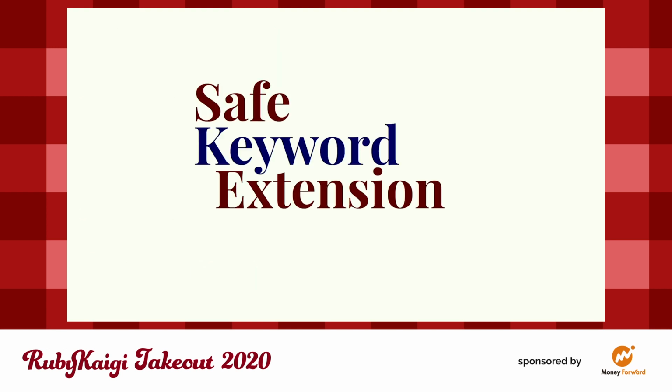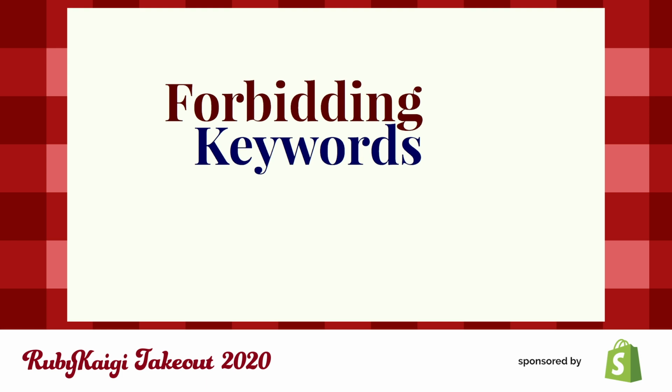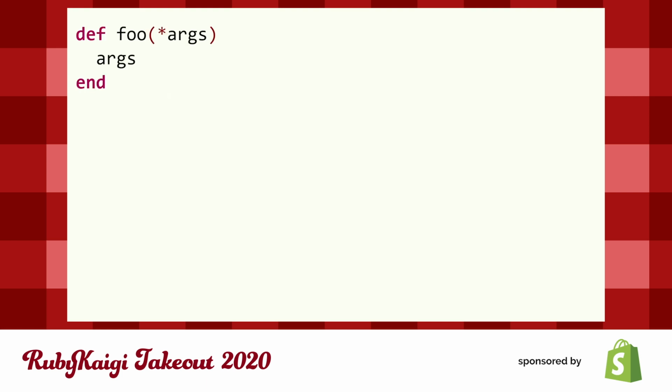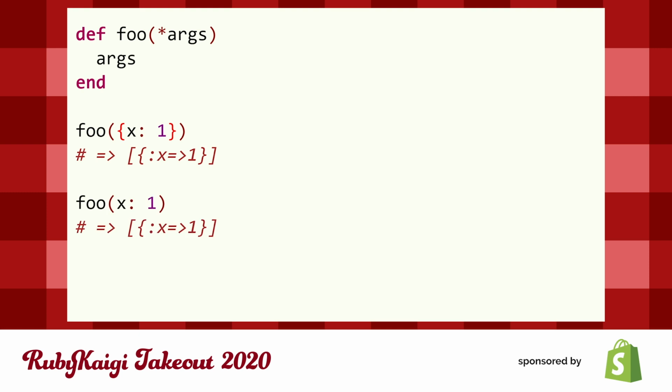One of the reasons for full separation of keywords and positional arguments is that it is always possible to add keywords later without breaking any code, and this is called safe keyword extension, and it's something that we gave up by default when we chose the more compatible approach. However, another change added in 2.7 was the ability to add safe keyword extension to a method. We can implement safe keyword extension by adding syntax to indicate that it is forbidden to pass keywords to the method. So if we have a method named foo that takes an arbitrary number of arguments, you could call it with a hash, and then you could call it with keywords to get the same result.